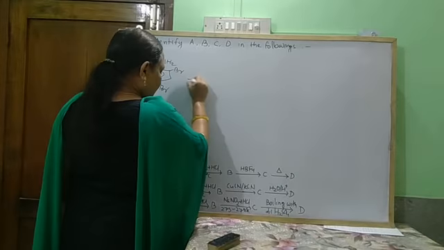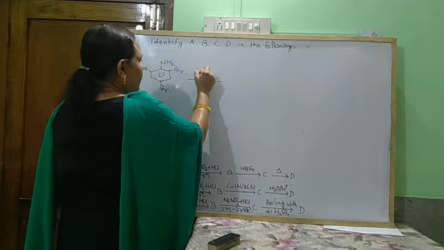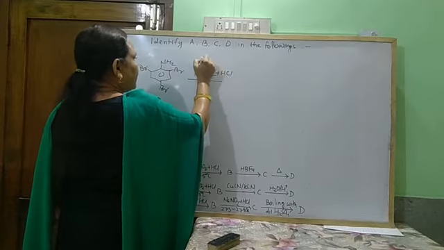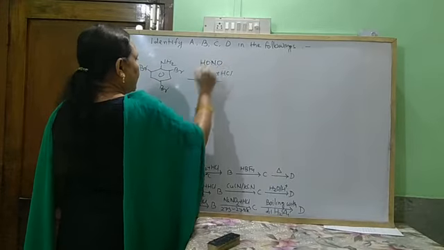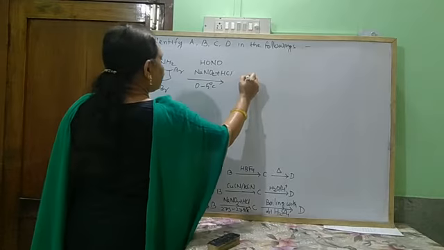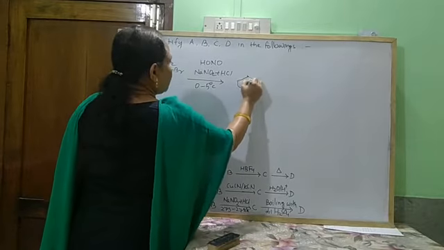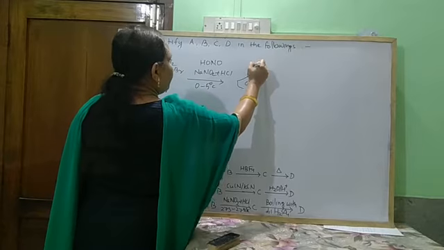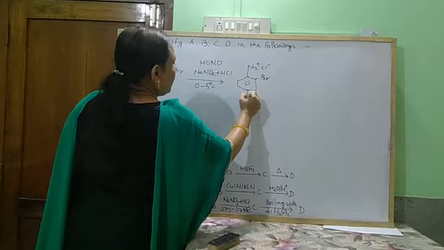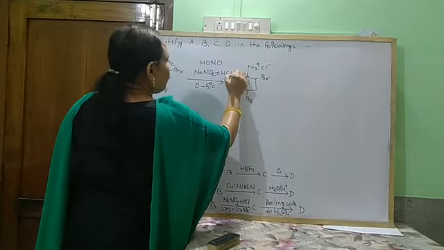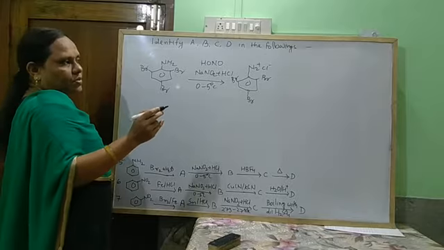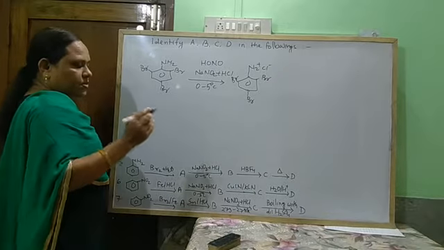Then it reacts with nitrous acid, NaNO2 plus HCl, that is HONO, nitrous acid. When the temperature is 0 to 5 degrees Celsius, the NH2 group is converted to benzene diazonium chloride and all others are the same, that is 2,4,6 tribromobenzene diazonium chloride.